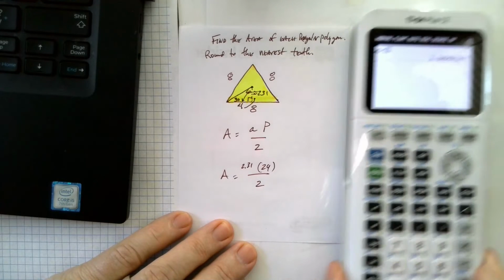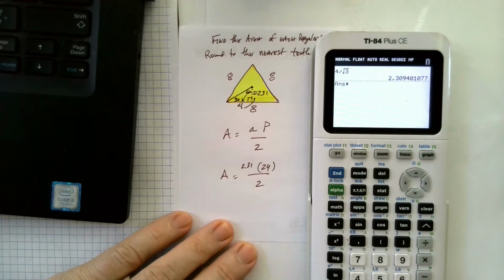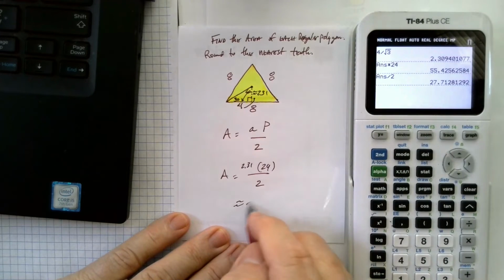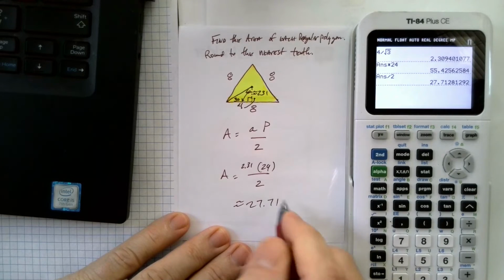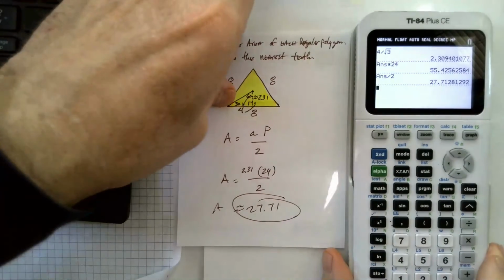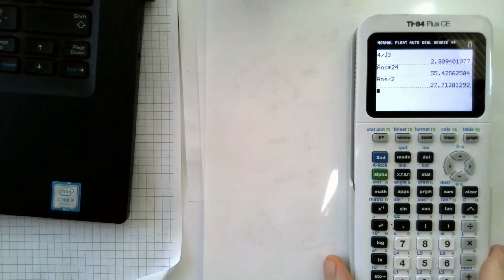Let's see what happens. I'm going to leave that in my calculator. I'm going to multiply it by 24, hit enter, then divide by 2. And I'm going to get about 27.71. Okay, that's the area. So that will definitely work.